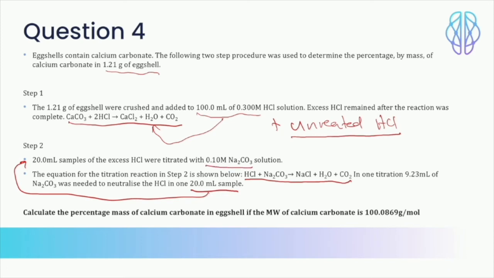It takes 9.23 milliliters of sodium carbonate to neutralize the unreacted HCl in this 20 milliliter sample. Hopefully that's a little bit more clear now. And thus we need to find the amount of calcium carbonate, and then the amount of calcium carbonate in the eggshell.